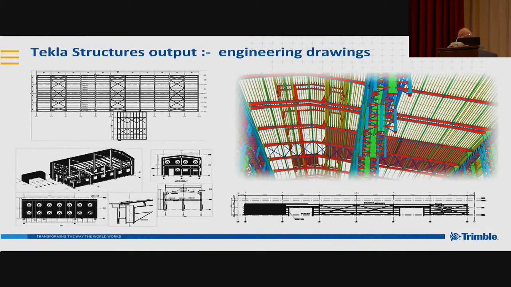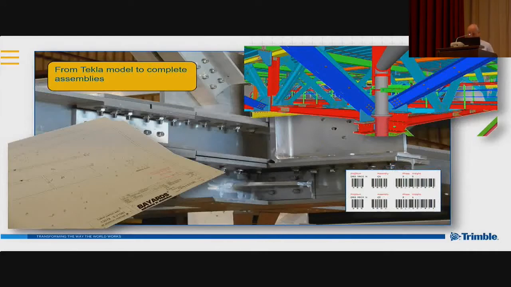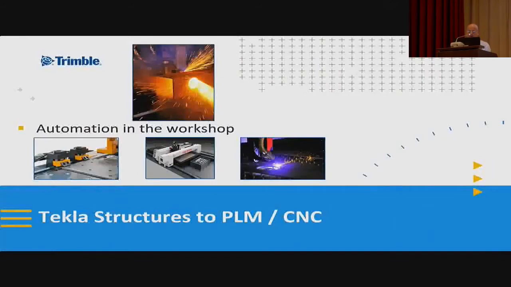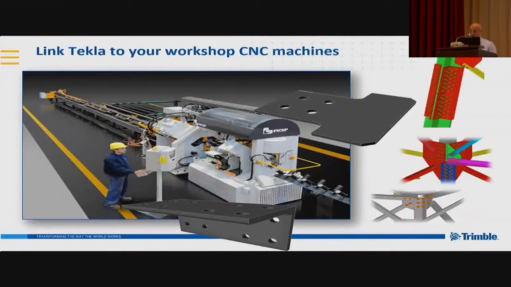Let's find out where the actual pointer is. There we are. So these here are not drawn manually. They're actually created automatically from the model. And again, for creating full and complete construction. Then from that, we can link down to automated workshop machinery, such as these machines, which take the data from the model and automatically cut and manufacture the elements, cut the pieces.